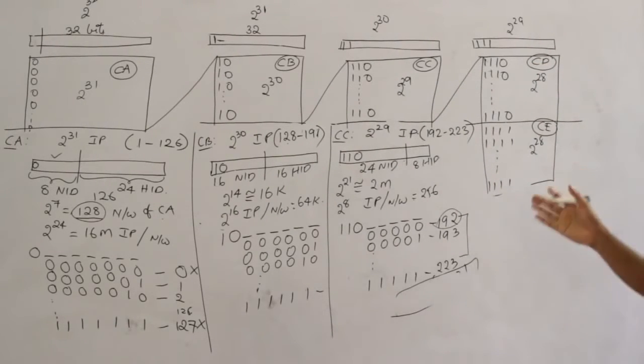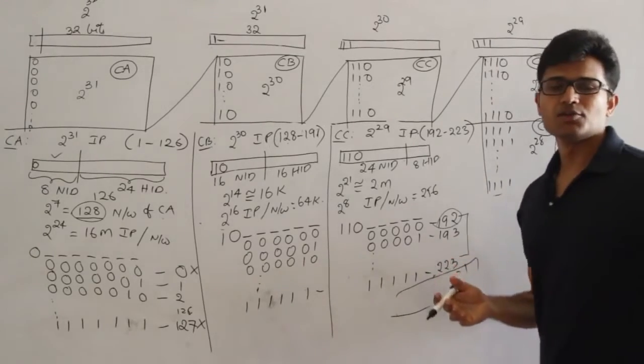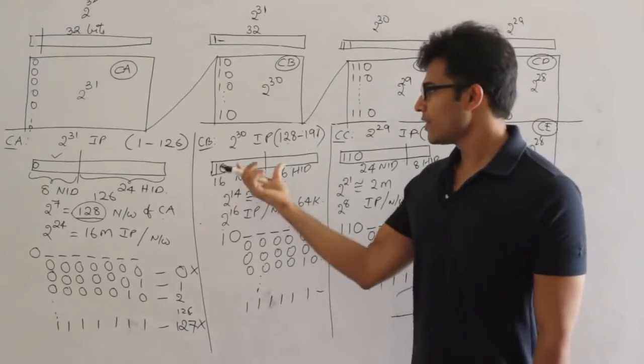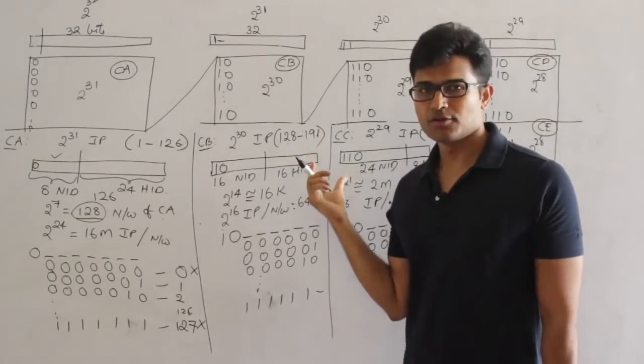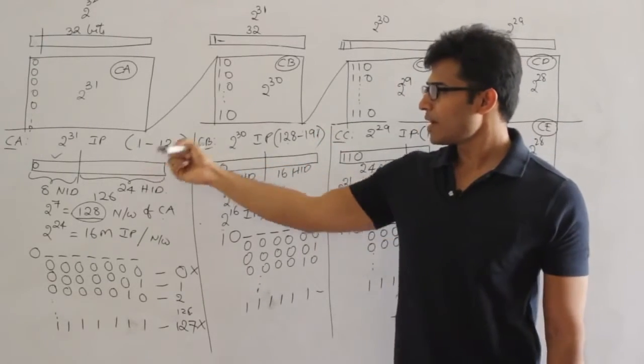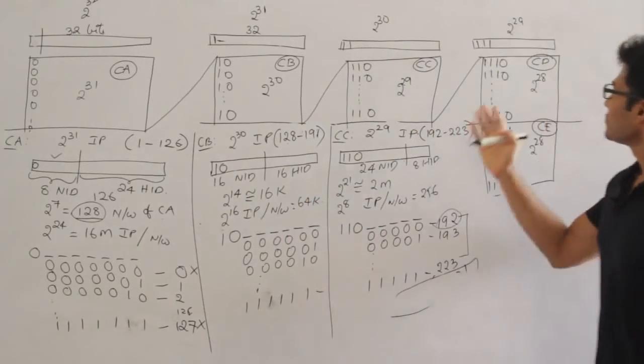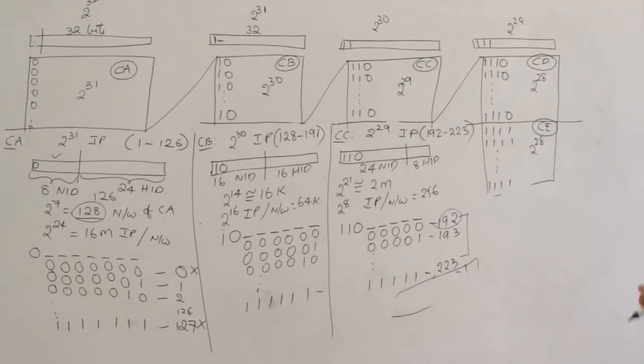So class A, class B and class C are actually used for the hosts, which means they divided class A, class B and class C into a network ID part and a host ID part. But coming to class D and class E, they didn't divide them into network ID and host ID parts. They have just left them like this, which means in class D and class E, we don't have anything called network ID and host ID. The entire IP address is left like this.